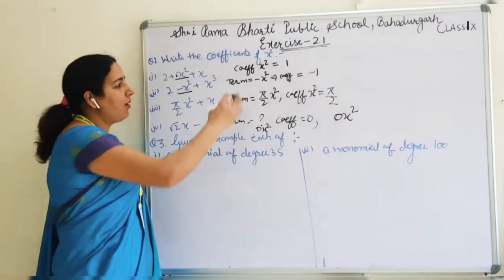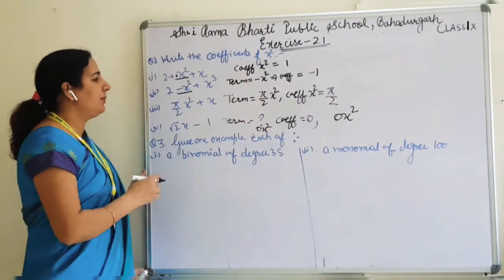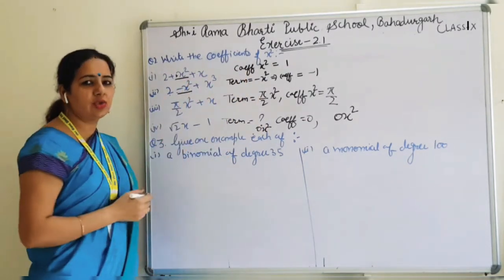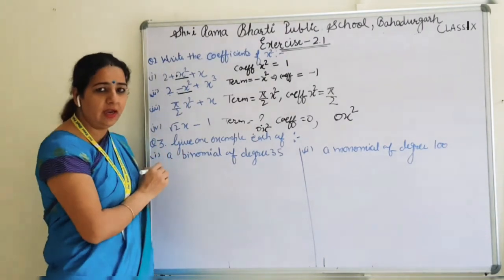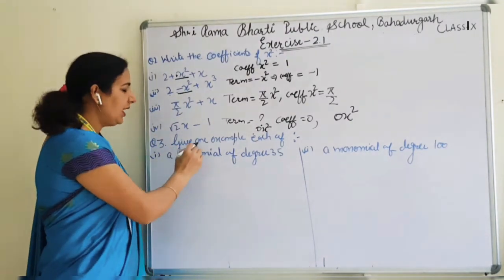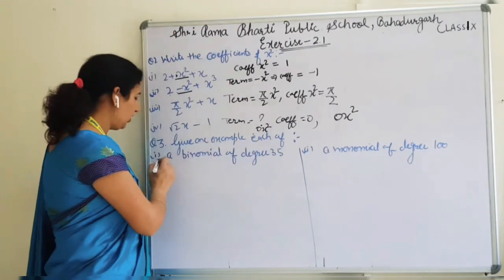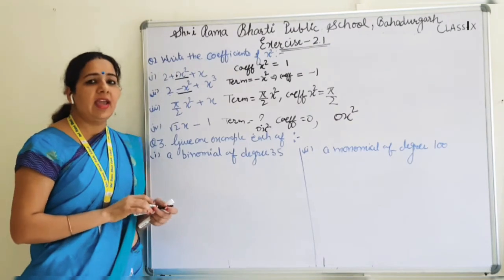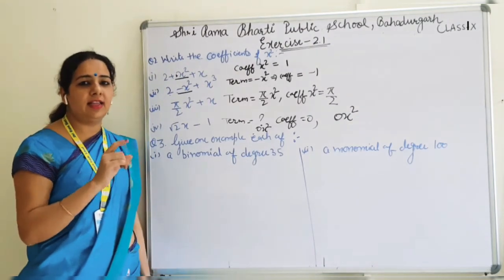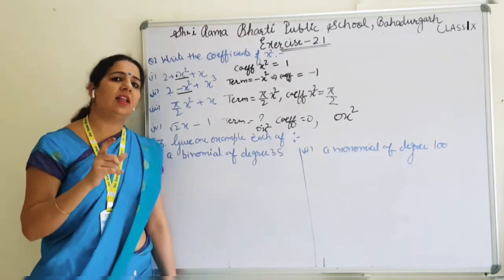So this is all about the coefficient of x square. Similarly, you can find out the coefficients of x also. Next is question number 3 of your NCERT. Give one example of each. Part 1, a monomial of degree 35. Here they have correlated the number of terms and the degree.